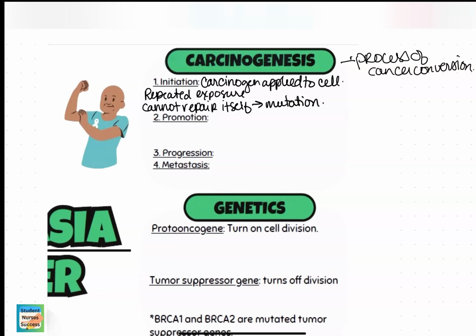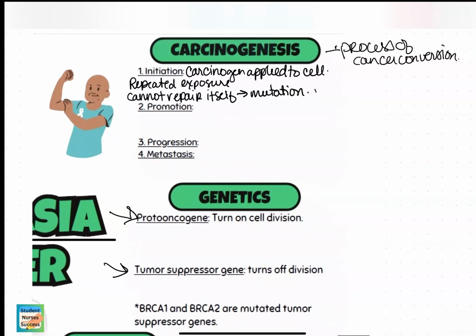And these mutations may inappropriately activate what we call proto-oncogenes or tumor suppressor genes. And actually, we're going to talk about them down here. Now, step two is promotion, and this is where the mutant cell proliferates.